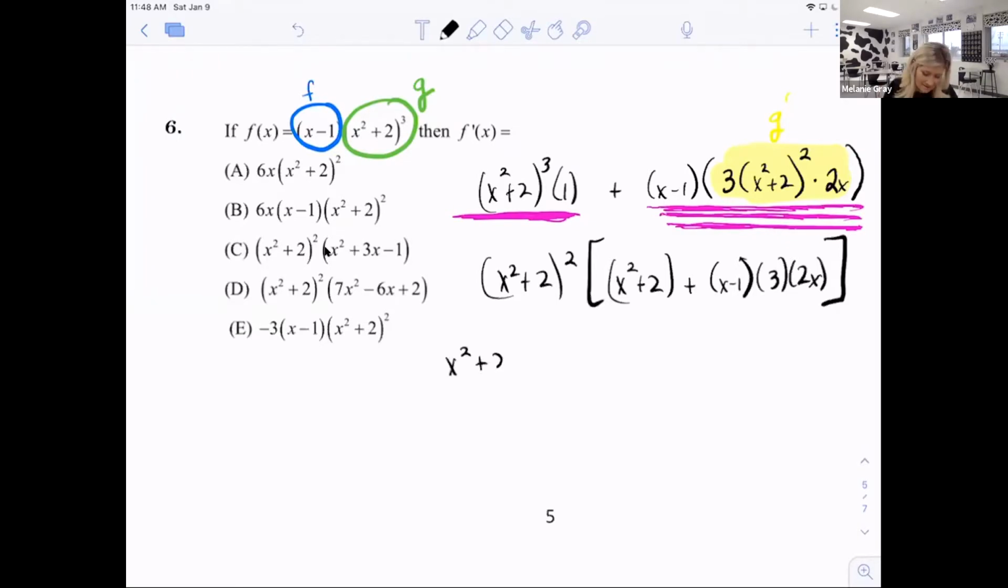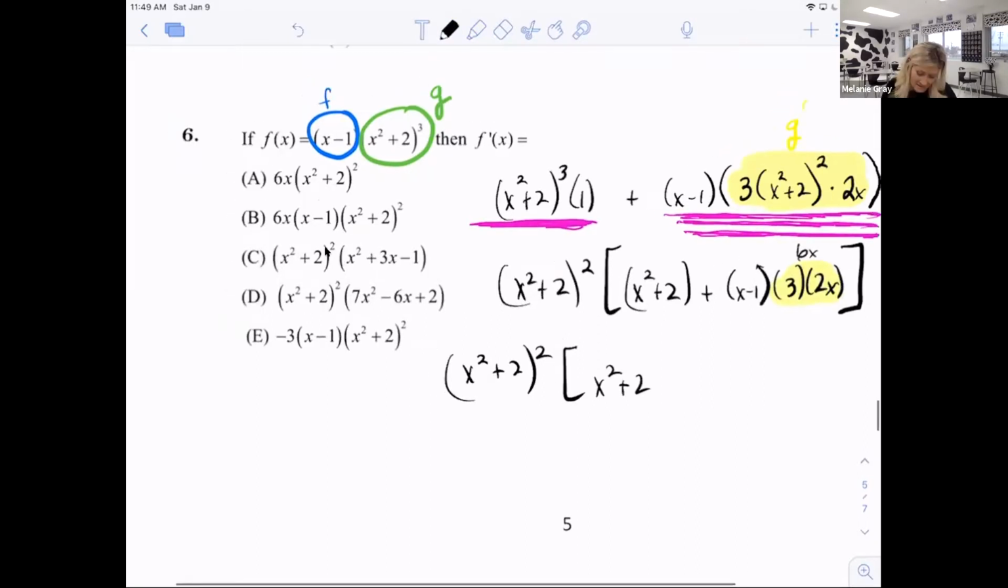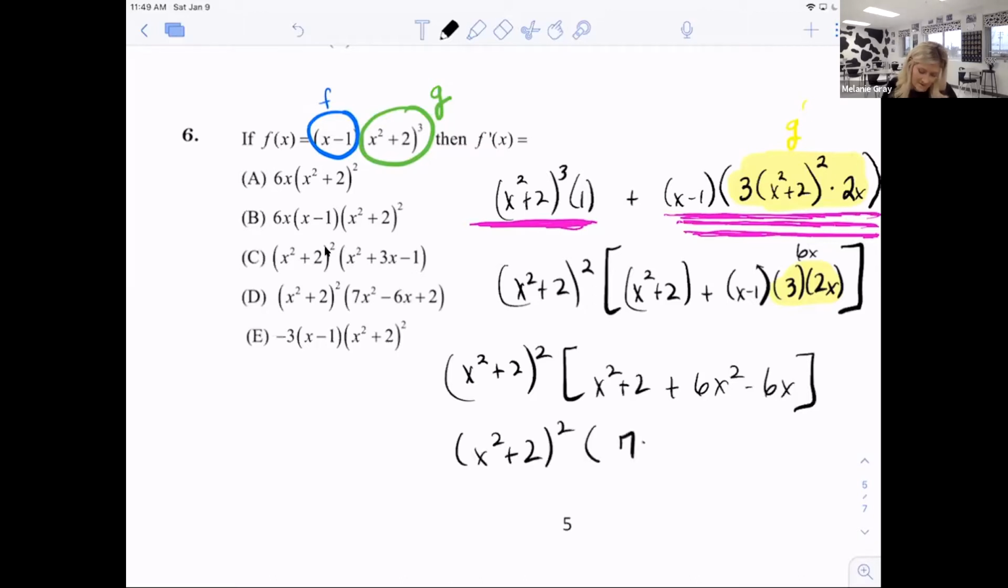So let's simplify inside. And I get x squared plus 2 plus x squared plus 2. Let's go ahead and make this 6x and distribute that in to be 6x squared minus 6x. And then once you combine like terms, you should have 7x squared minus 6x plus 2. Notice I went back to parentheses after I got my simplification down. And so it appears that our answer matches up with letter D on this one. Letter D.